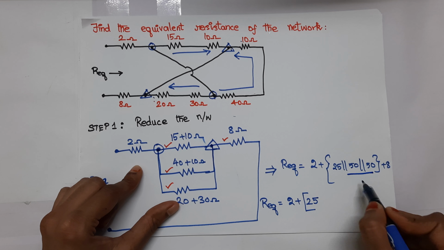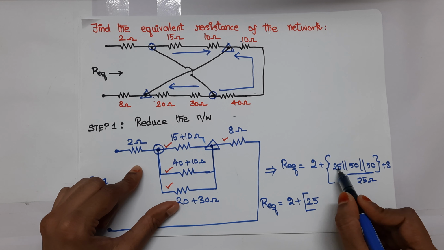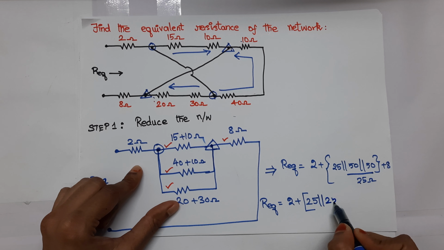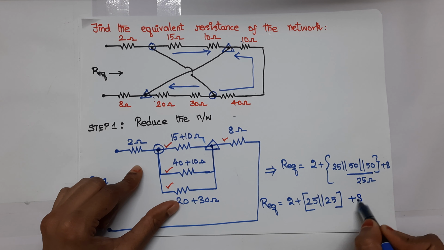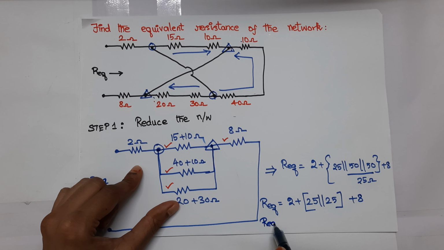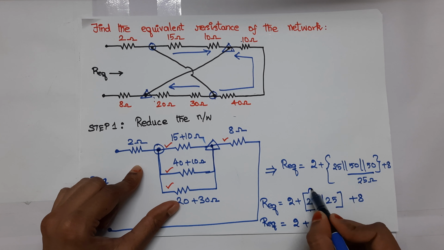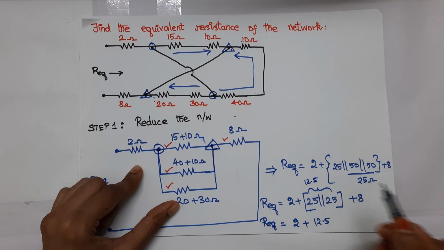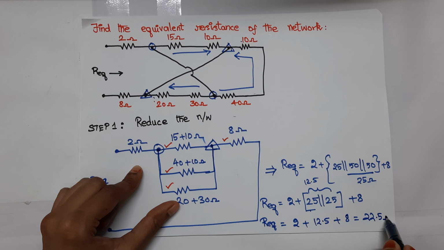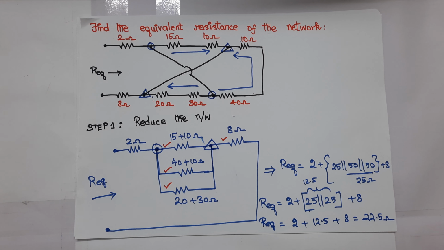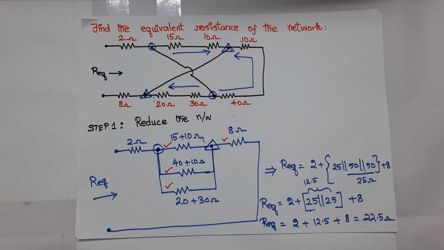So when I reduce both these, I will get 25 ohm. So 25 parallel with 25, plus 8. So this equivalent resistance is 2 plus 12.5. Again, two equal resistances connected in parallel amount to half of the resistance. So the equivalent resistance of this will be 12.5 plus 8, which is 22.5 ohm. This is the equivalent resistance of this combination of resistors.